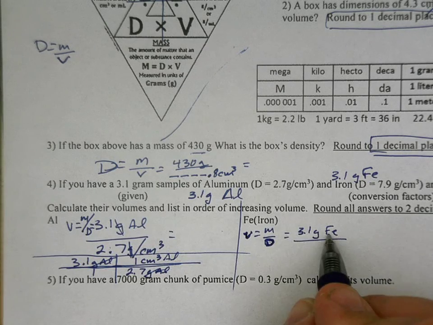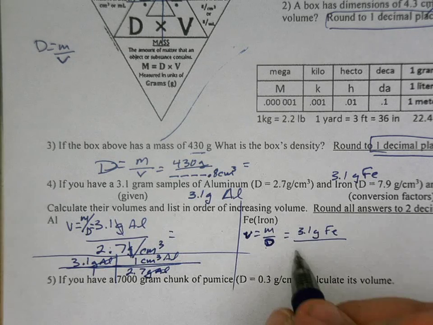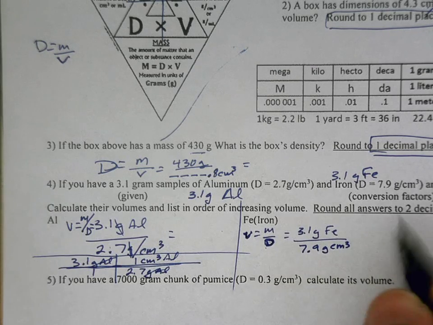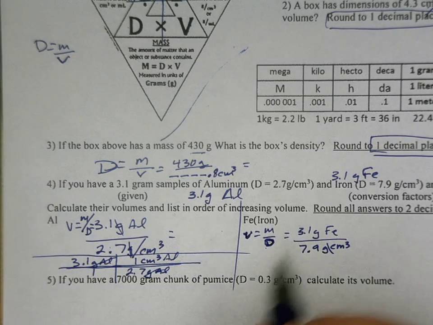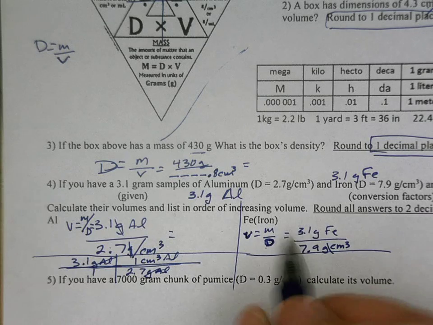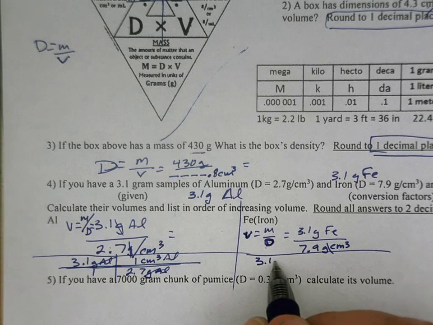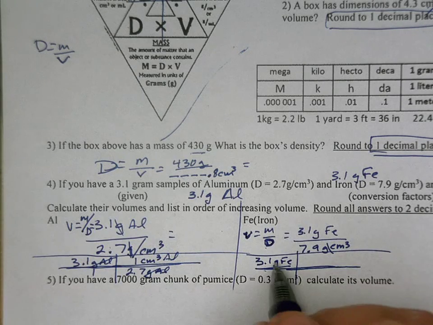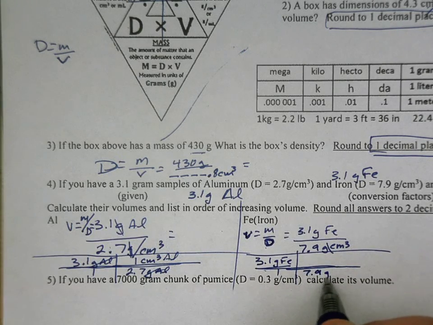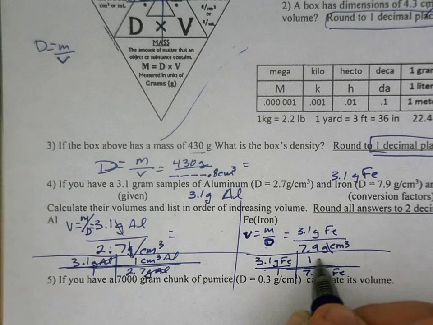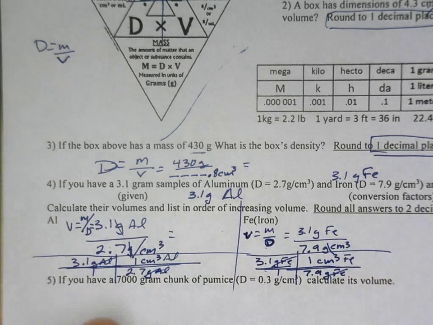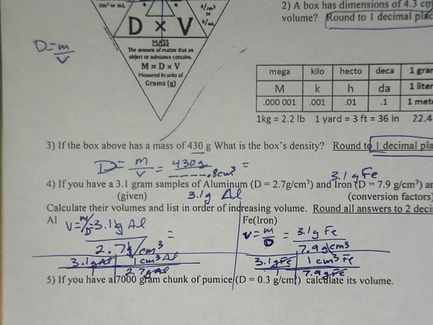So the mass is still 3.1. The density for iron, 7.9 grams per cubic centimeter. Or you could set it up, the given is the mass, 3.1 grams of Fe over 1. And then the conversion factor says that we have 7.9 grams of Fe and 1 centimeter cubed of Fe. And it turns out either method will get you the right answer.